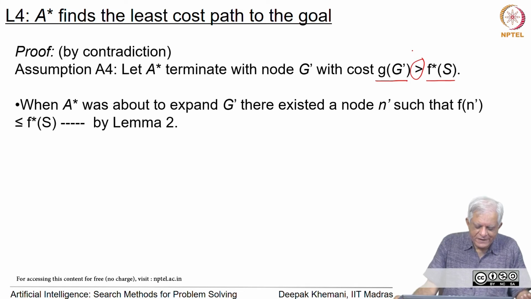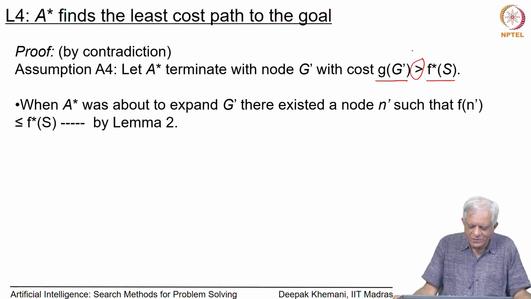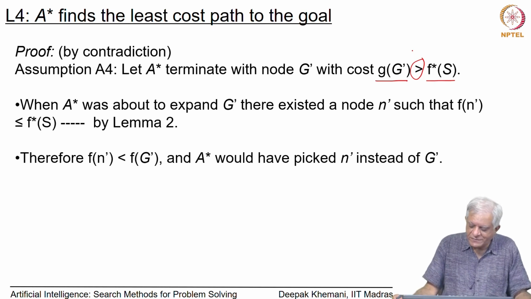Let us say that the assumption is that A star is terminating with this goal node G prime, which has a larger cost than the optimal cost. So, that means, whenever A star was about to expand G prime, by lemma 2 that we have proved, there existed a node n prime such that f of n prime was less than or equal to f star of S. f of n prime was less than the value of the optimal cost, and this is by lemma 2. As a consequence, since G of G prime is greater than f star of S, we can see that f of n prime would have been strictly less than f of G prime, and A star would have picked n prime instead of G prime.